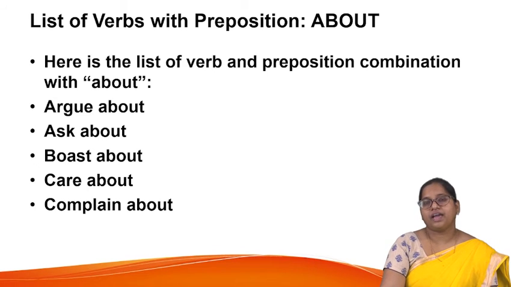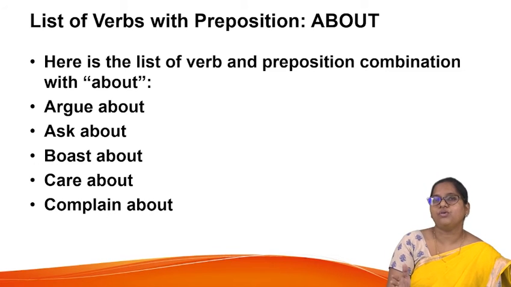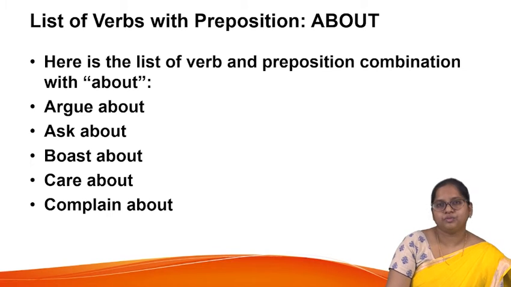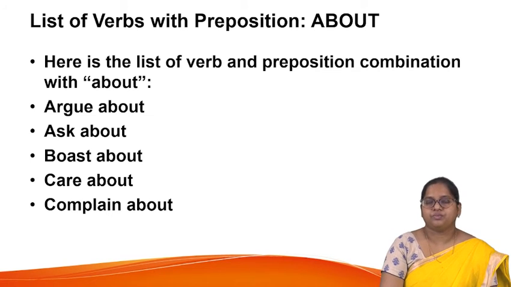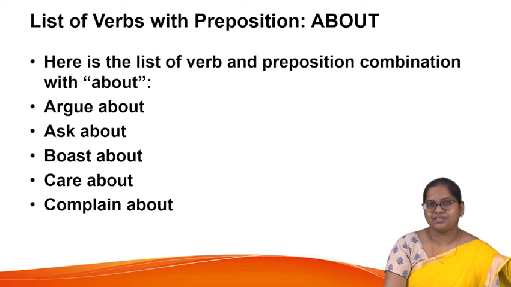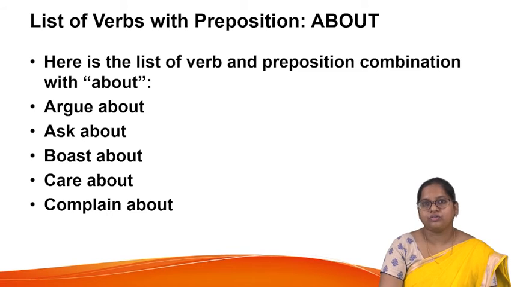Now let us look at the list of verbs with the preposition about. We saw to, for, from so far, right? Now we will look at another preposition with all these verbs. Here is a list of verb and preposition combinations with about. Argue about. You argue about some subject. Ask about. You ask about some subject.